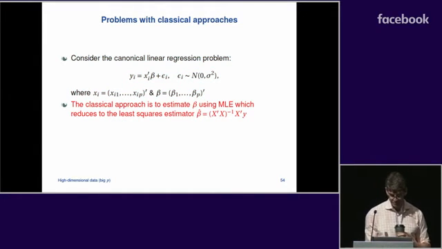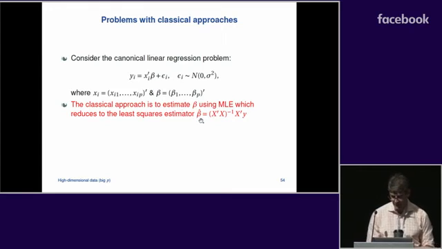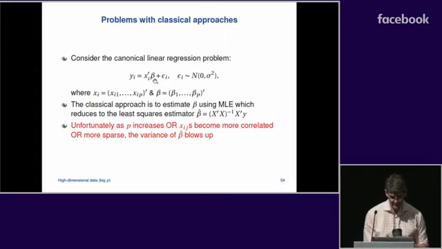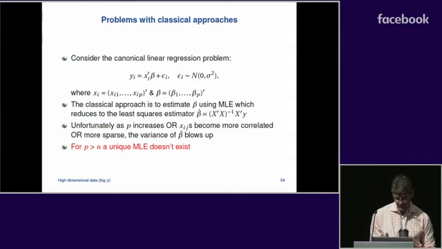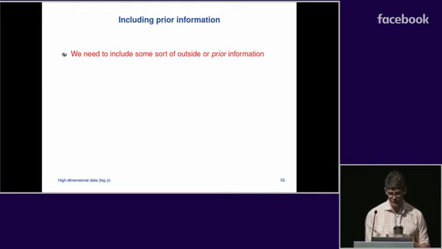If we were around a while ago, before we started making p really big, we might just have done linear regression or least squares. And we would just get beta hat as (X'X) inverse X'y. Everything's good because n is much bigger than p, and we can estimate these coefficients reliably using least squares. But what happens as p increases or the x_i's become more correlated, the variance of that beta hat is going to blow up, and it's not going to be a very good estimator. And if p is bigger than n, it's really not even going to exist. So we need to include some sort of outside or prior information in doing this.